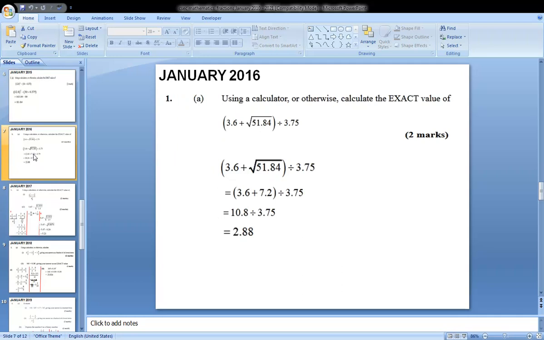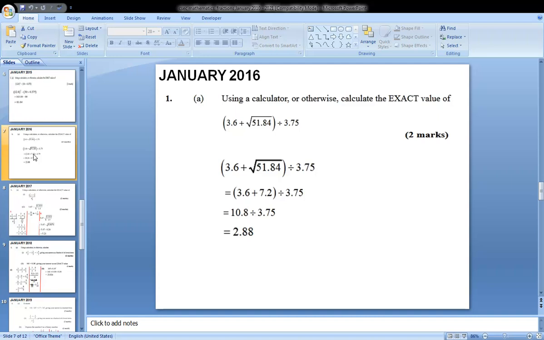So January 2016 now. A part of question 1 says, using a calculator or otherwise, calculate the exact value of 3.6 plus the square root of 51.84 divided by 3.75. So let's work it out.